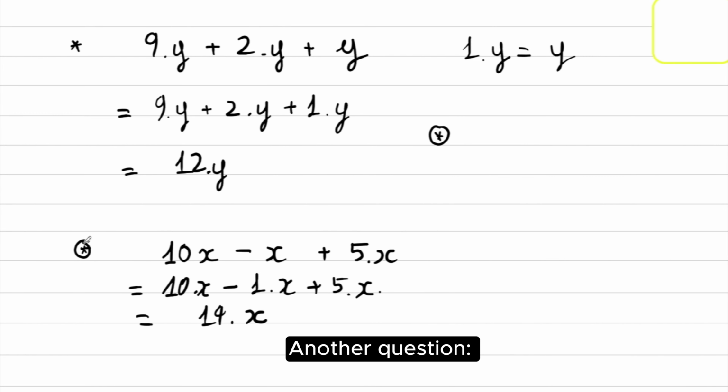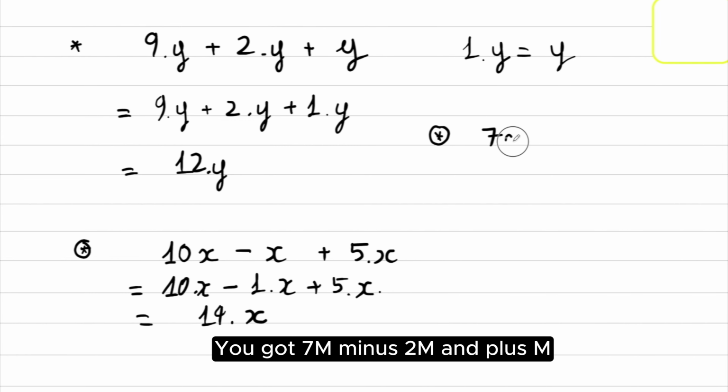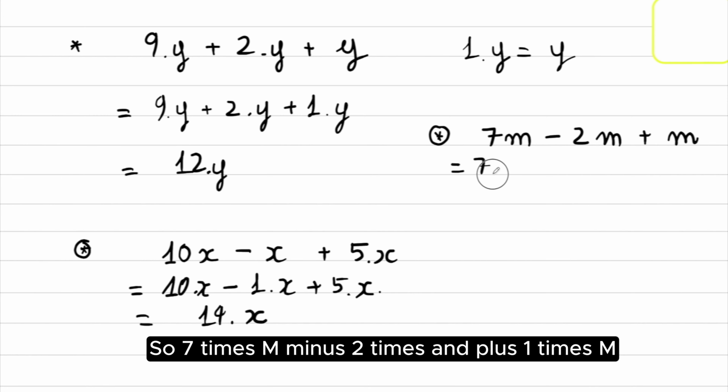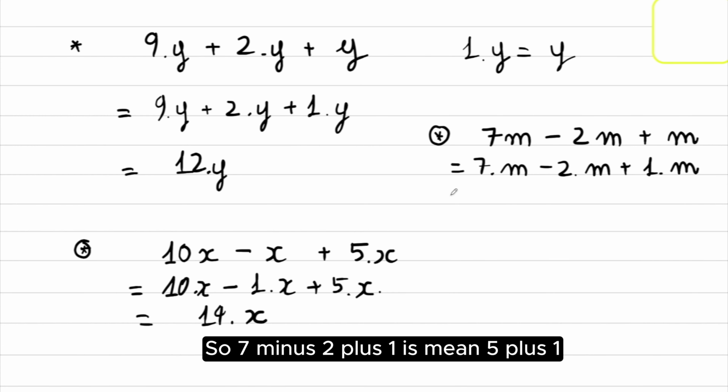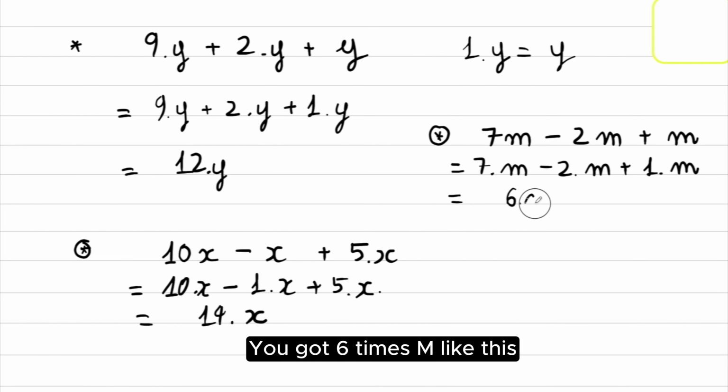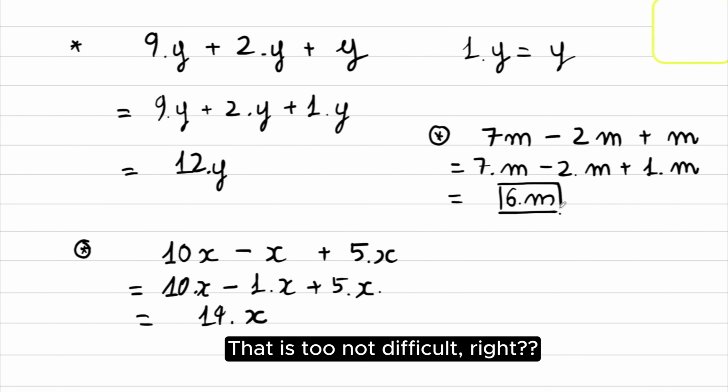Another question. You have 7m minus 2m and plus m. So 7 times m minus 2 times m and plus 1 times m. So 7 minus 2 plus 1. 7 minus 2 plus 1 means 5 plus 1, you get 6. 6 times m like this. Okay, that is not difficult, right?